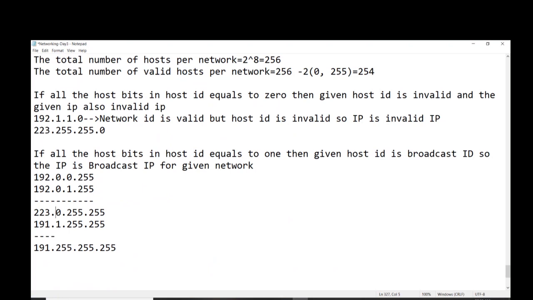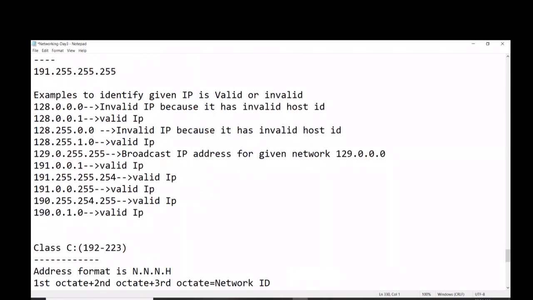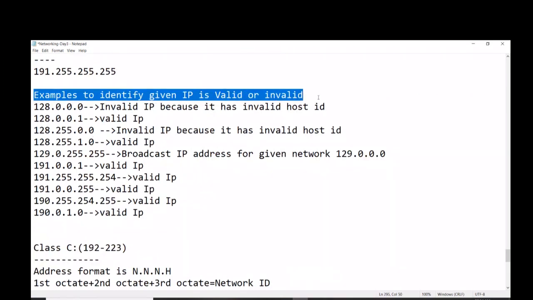223.0.0.0 and 223.255.255.255. Okay, so even you can write 223.255.255.255. So this is a broadcast. This is a network ID and this is a broadcast. Now we'll check the examples to identify.